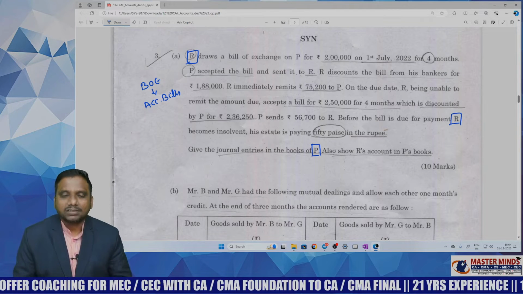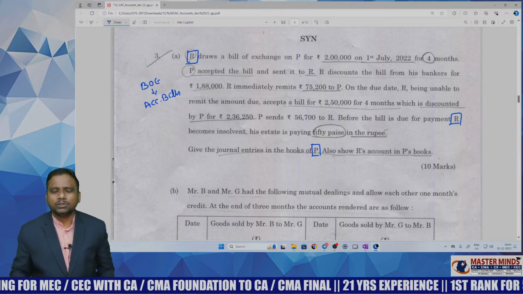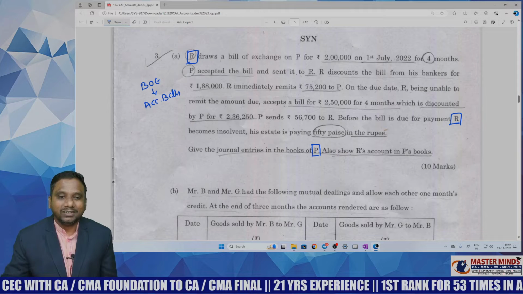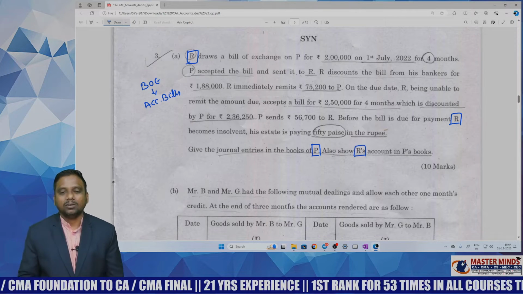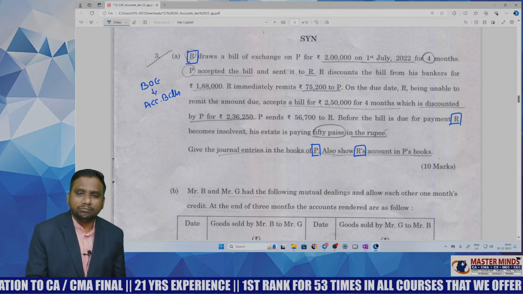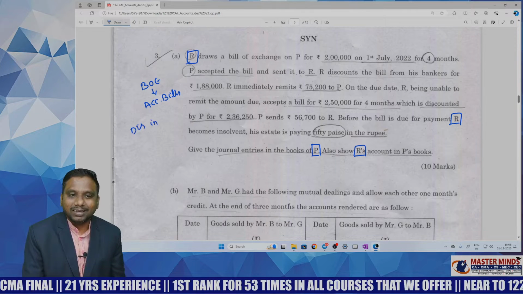So they have asked journal entries in the books of P. Generally, most of the students expect they will ask the journal entries in the books of R, but here they ask the journal entries in the books of P, and you need to prepare R account, whatever it may be. In these accommodation bills, some students may feel difficulty in the calculation of discount in the second bill.